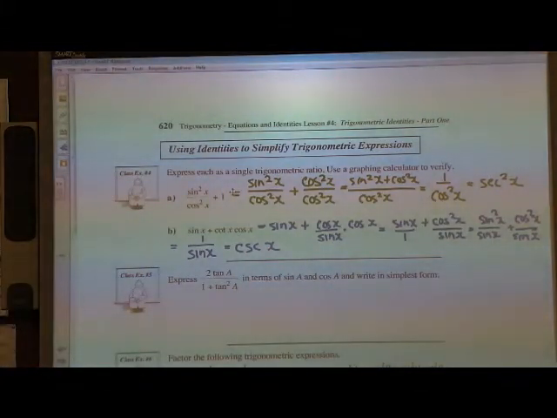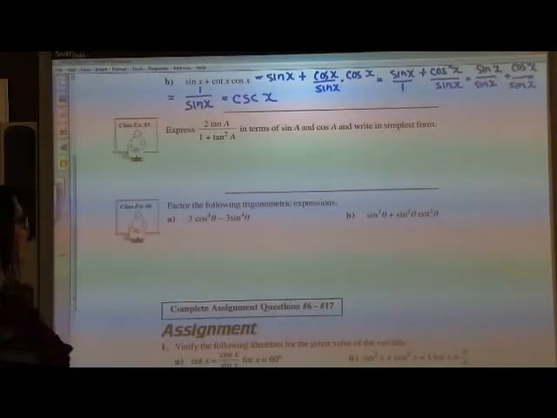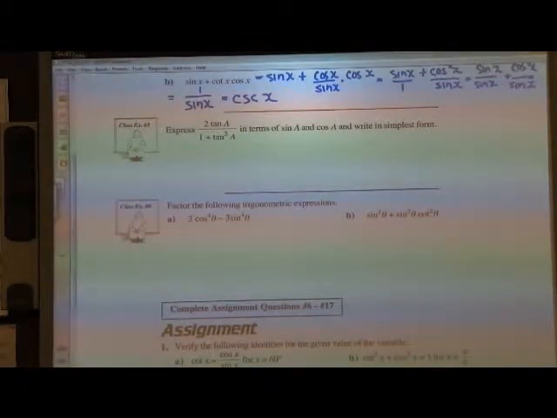It's kind of cool. You took an expression and we wrote it as one single ratio by using the trig identities to simplify and to substitute. Let's keep going. Express 2 tan a over 1 plus tan squared a in terms of sine and cos and write in simplest form. Ignore the part in terms of sine and cos and let's just write this in simplest form.